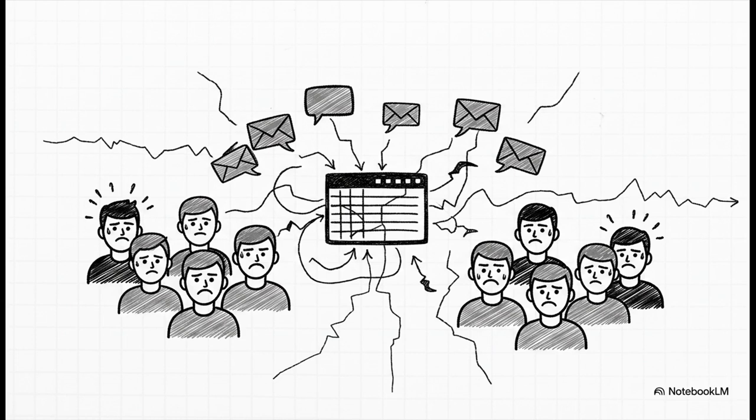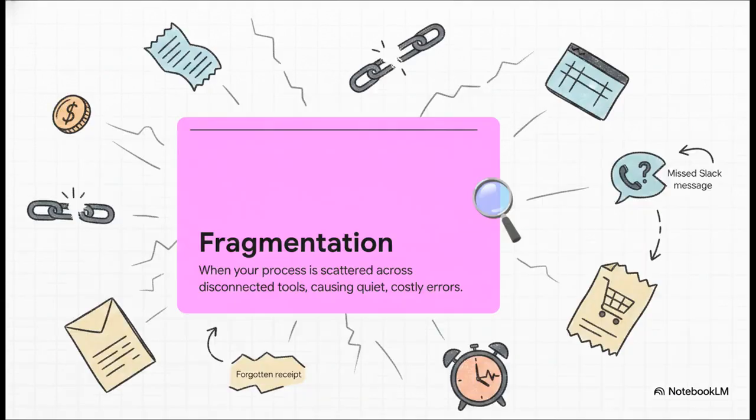Now, let me be clear. This isn't because your team is getting careless. The problem isn't the people at all. It's the process itself. So the real issue we're talking about here is something called fragmentation. Basically, your financial data is scattered all over the place in these disconnected tools. And the biggest danger is that these kinds of systems don't fail with a big, loud crash. No, they fail silently. They die a death of 1,000 cuts, one missed message, one forgotten receipt at a time.